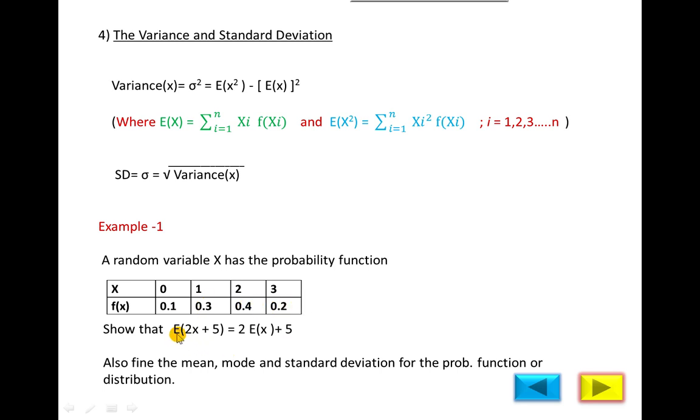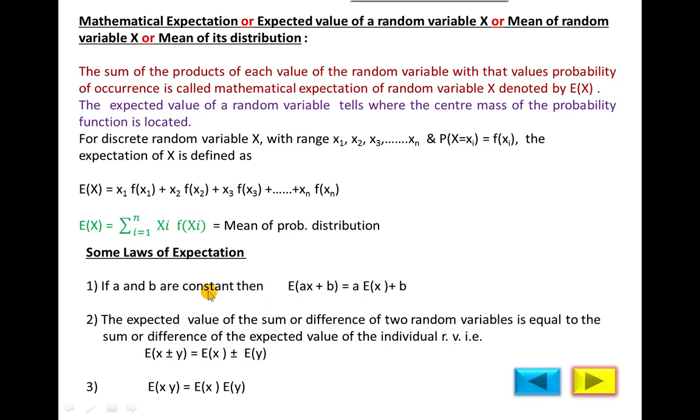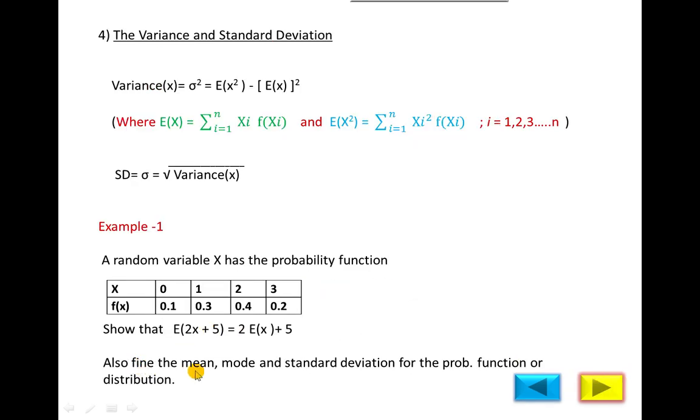Show that the expected value of 2x plus 5 is equal to 2E(x) plus 5. This is the first law: E(ax plus b) is equal to aE(x) plus b. Also find the mean, mode and standard deviation for the probability distribution. So first we will calculate E(x). We will take the right hand side, then the left hand side.